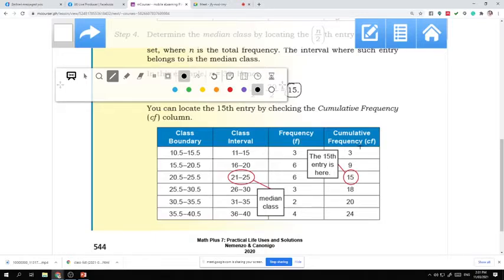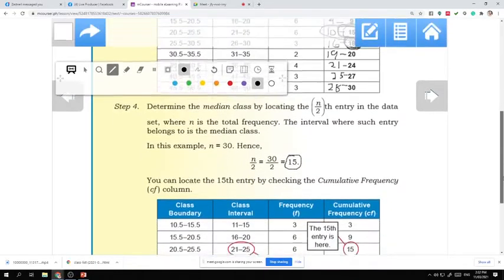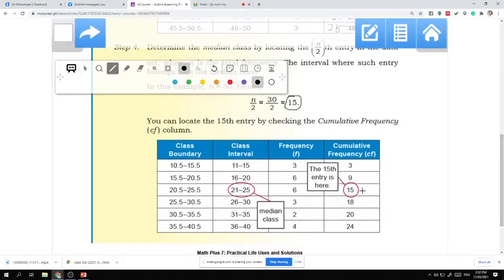Here, over here, 15. So 15 will be the CF. What if when I divided n over 2, the result is 19. The result is 19. Where is the CF? 20. So that's how you get the CF. Is that clear, Section Galileo? Okay. So take note, this is now our CF.